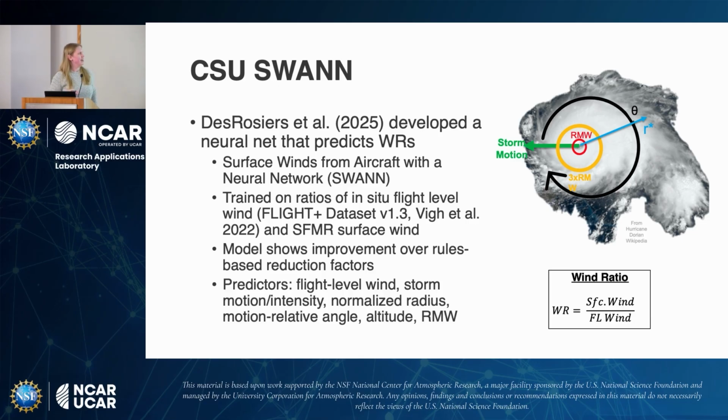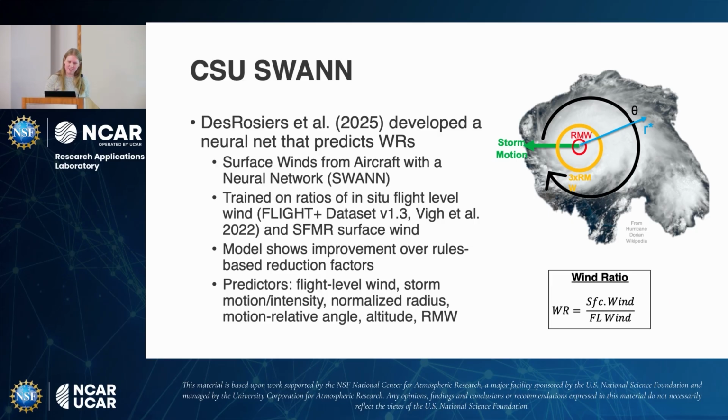these wind ratios. This model is called the Surface Winds from Aircraft with a Neural Network, or SWANN. And it was trained on ratios, again, surface wind over flight level wind, trained on ratios of in situ flight level data from Jonathan Vai's Flight Plus dataset and the SFMAR surface wind.